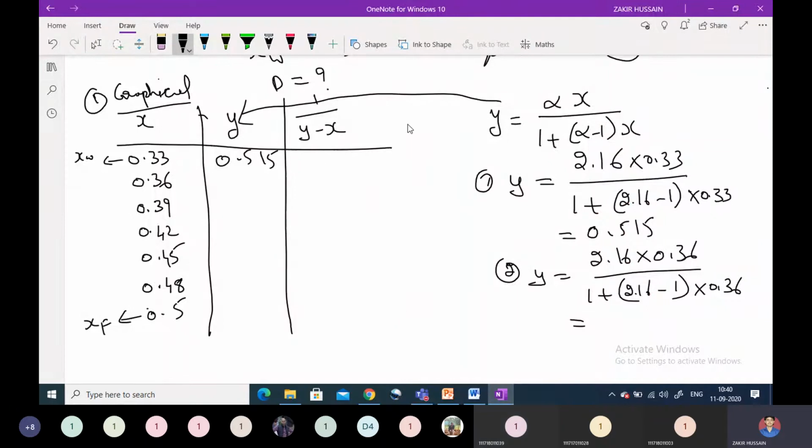We already know the relationship between y and x when relative volatility is given: y equals alpha x divided by 1 plus (alpha minus 1) times x. We are just calculating y when x is known. For the first data point, x is 0.33. Alpha is 2.16, so alpha minus 1 is 1.16. The first point is 0.515. Then when we evaluate at 0.36, the point will be 0.549.